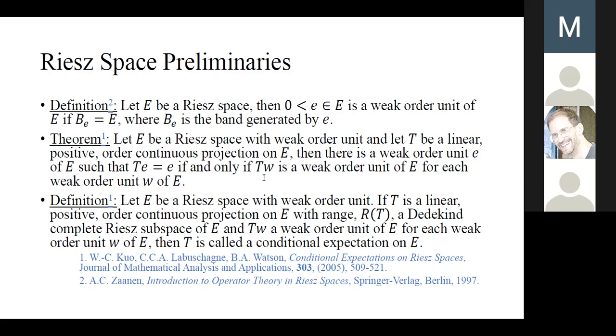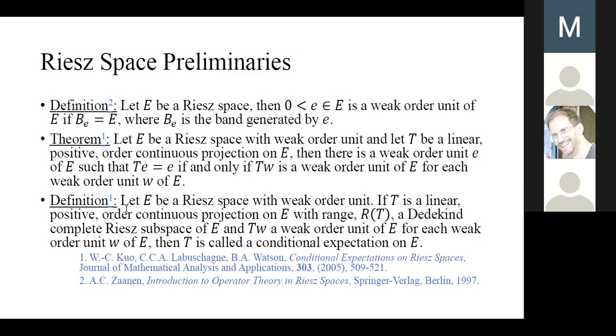So if T is a weak order unit for each weak order unit of W, we can find this single weak order unit E such that E is invariant under T. We can use this result when we try to prove stuff to make life a bit easier. But the next one is the definition of a conditional expectation operator.